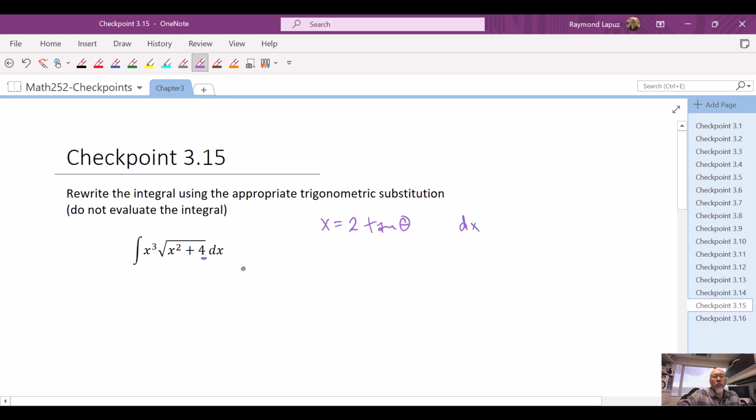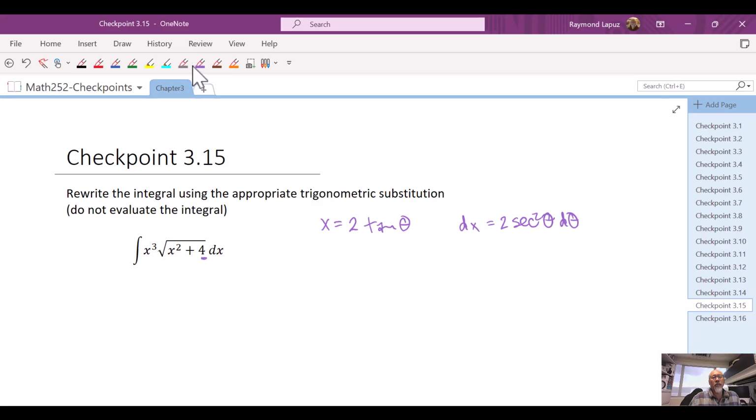And then we're going to need to replace the dx, and that's going to be the antiderivative of tangent. The derivative of tangent is secant squared theta, and then there's a 2 out in front, d theta, so that's what we'll use for the dx. I think we're ready to do this substitution.